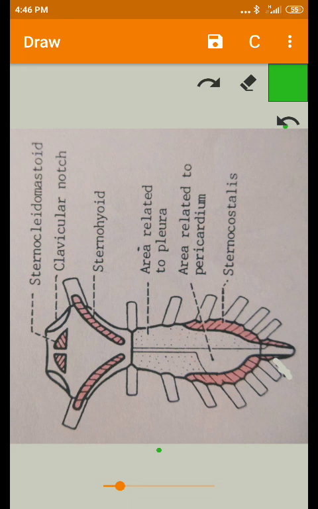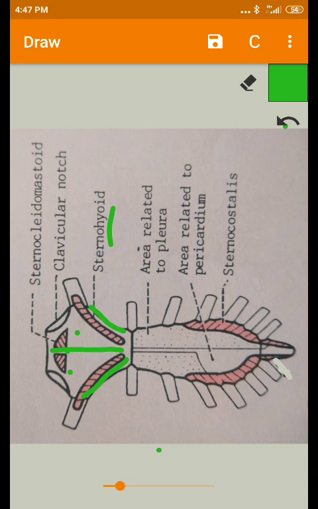On the posterior aspect of the manubrium sterni, on either side, it gives attachment to the sternohyoid muscles. On either side of the median plane, it is also giving attachment to the sternocleidomastoid muscles. These are the medial fibers of the sternocleidomastoid, and we can see them below the clavicular notch. These two muscles are attached on the posterior aspect of the manubrium sterni.